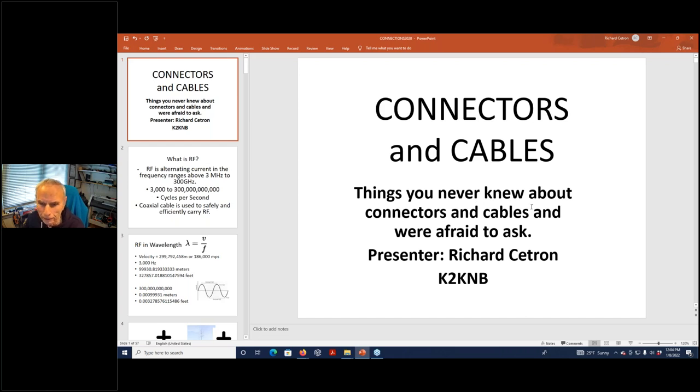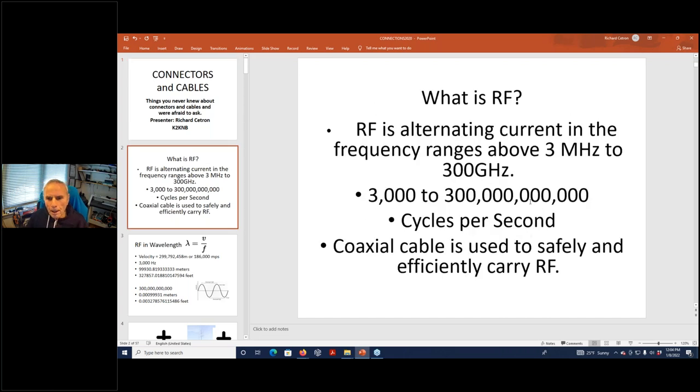This is an engineering skill, and there's so much to learn. But basically, this is what we're dealing with. We're dealing with something called RF, which is from, I'm blocking my own screen here, 300 cycles to 300 billion cycles. Here's your numbers over here.